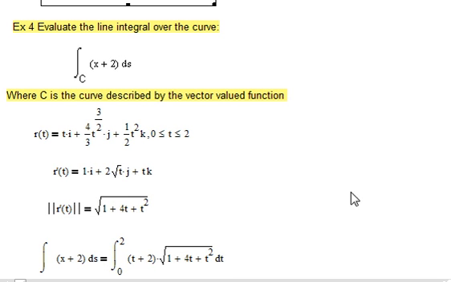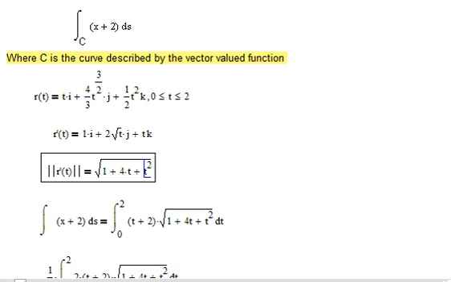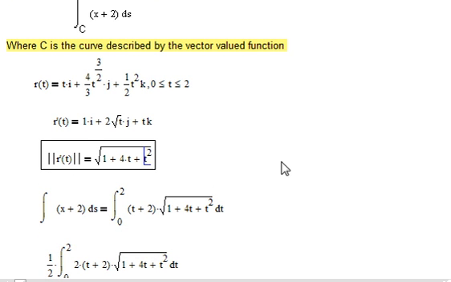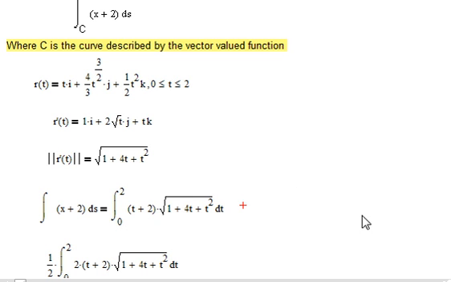So the length of this vector is the square root of 1 squared plus 2 times square root of t squared, which is just 4t, and then plus t squared. And then we can fill in that as our length of r prime of t dt. In other words, fill that in for ds. Our integrand is just x plus 2.